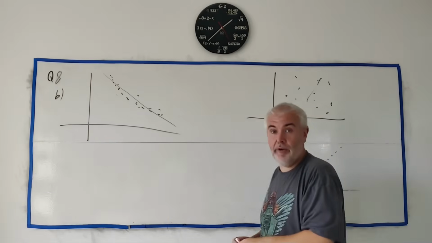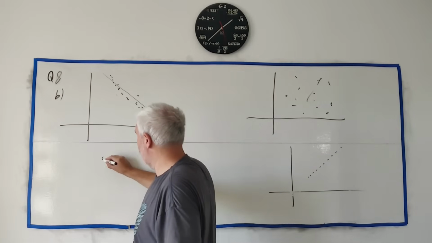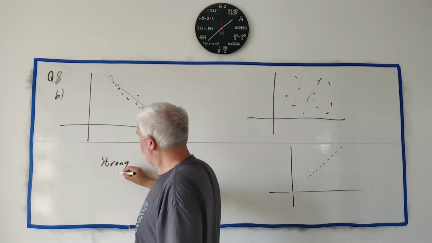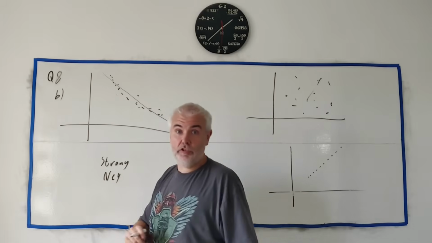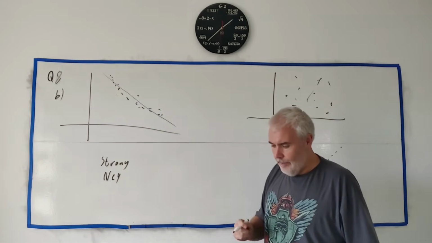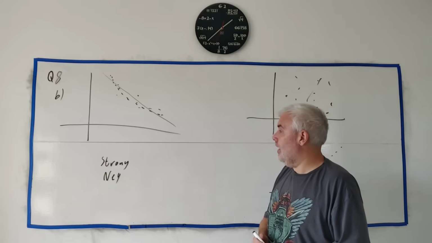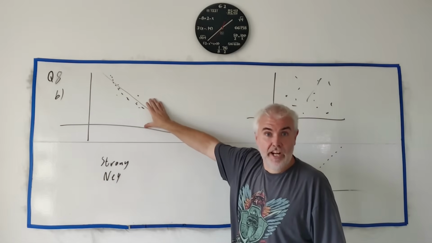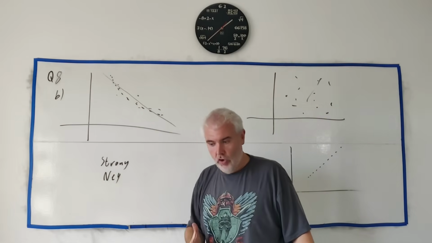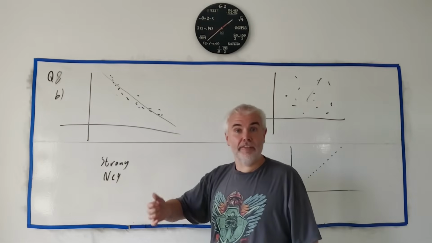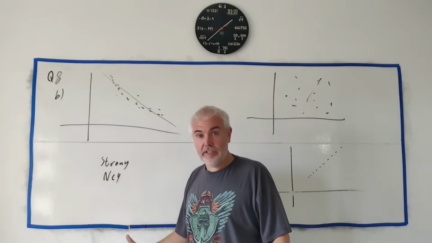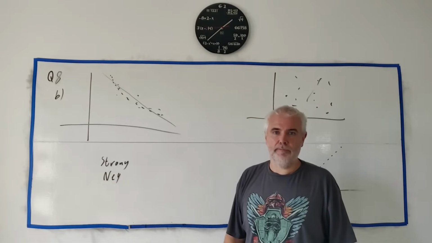This one's clearly going down. So the answer is strong negative is the one you should tick. The reasons are it looks like a straight line, that's what makes it strong. And the reason it's negative is it's going down. So they're the two reasons, the explanation they want.